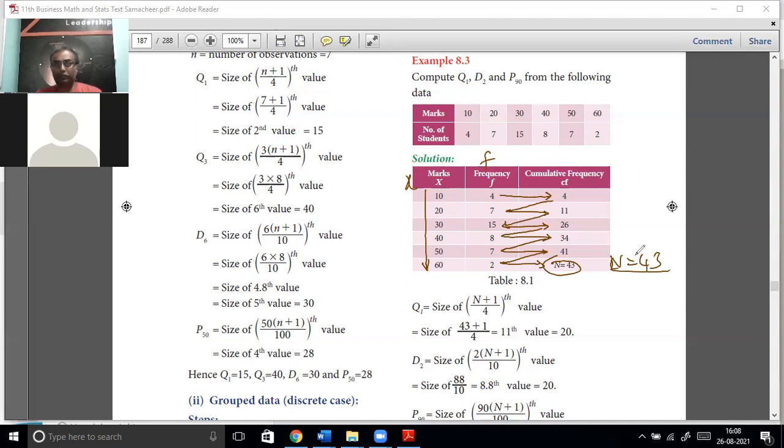Now, what is the use of this cumulative frequency? Let us say you want to find Q1, then (43 plus 1) by 4th item. That means 44 by 4, that is equal to the 11th item. Now, where is the 11th item here? You got only frequency. You don't have point data. It is frequency based discrete data.